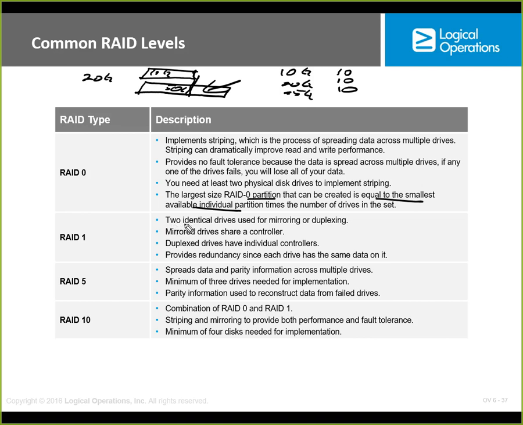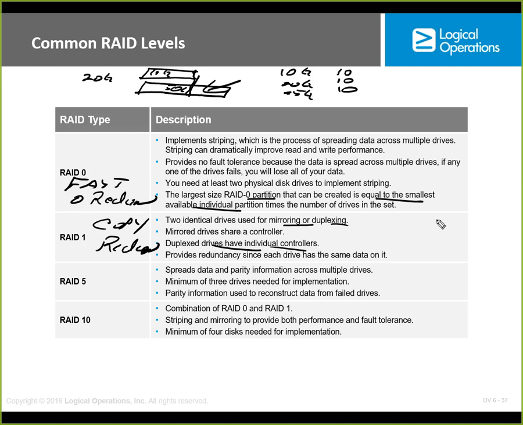RAID 1 is 2 identical drives for mirroring or duplexing. What we do is make 2 copies. We make a copy, and this one has true redundancy. So we have 2 writes on this thing. RAID 0 is fast, but it has 0 redundancy. This one has lots of redundancy, but it's got a slow write because we have to write everything twice. We have to write it to both drives, make the drive and a copy of it. Mirrored drives share the controller. Duplex drives share individual controllers.